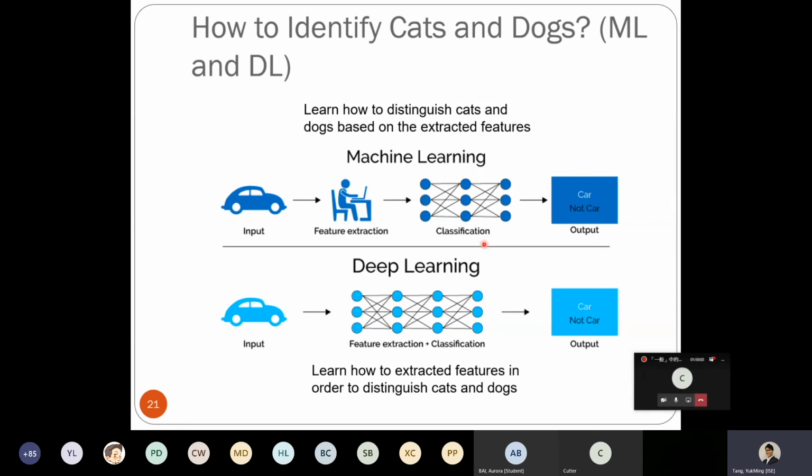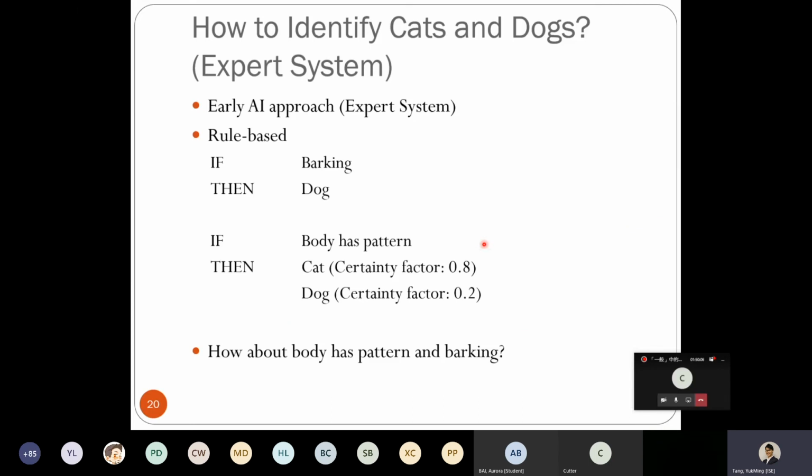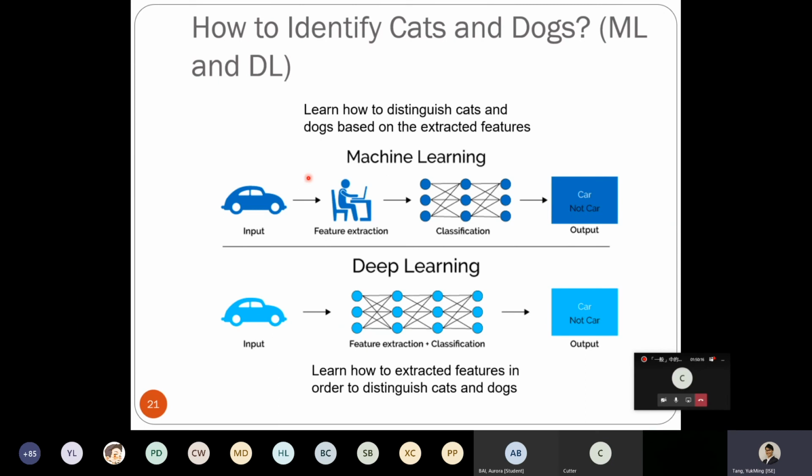When you are using the expert system, we just tell the computer if barking, then it's dog, if the body has pattern, it's cat, and so on. These are the if-then rules, but they cannot improve if we have more data. They just follow the rules. But when we're talking about machine learning, we need to apply another approach.